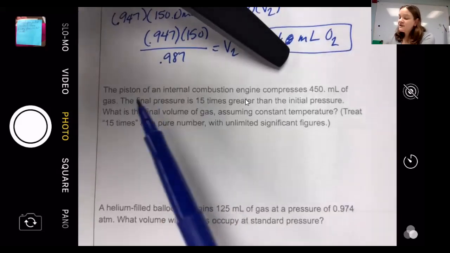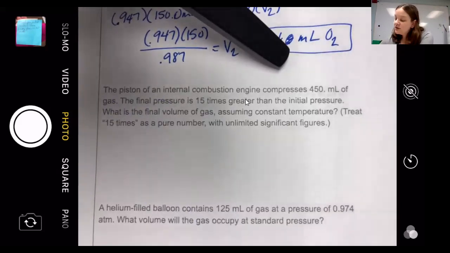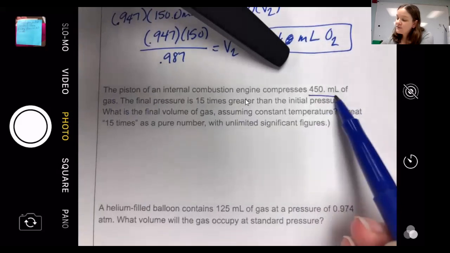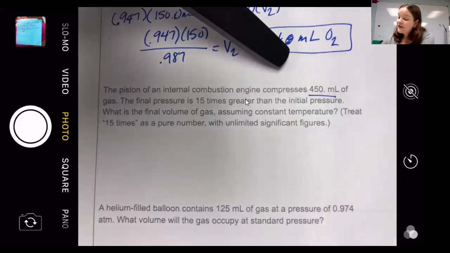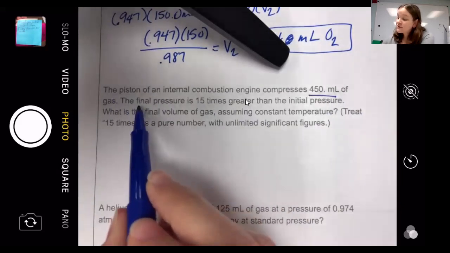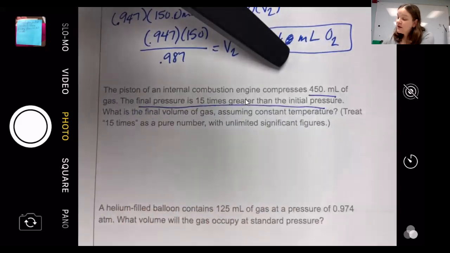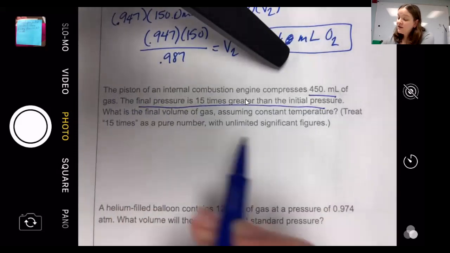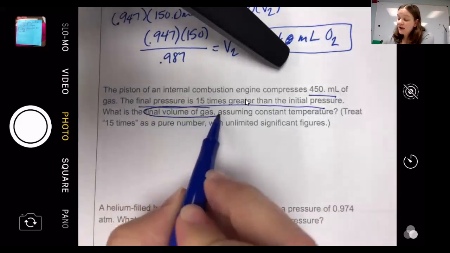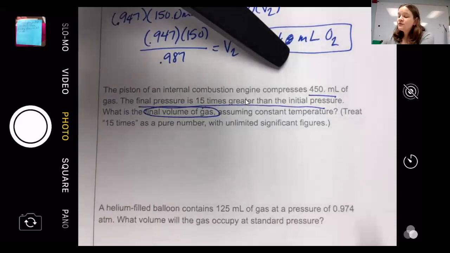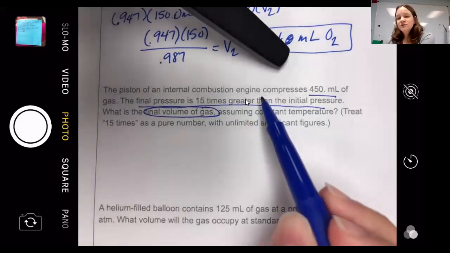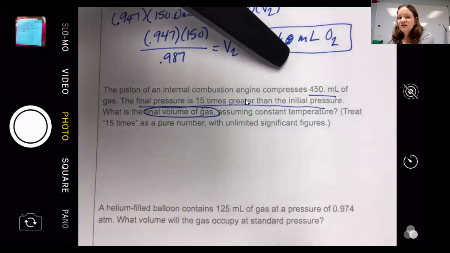So here we have the piston of an internal combustion engine compressing 450 milliliters of gas. The final pressure is 15 times greater than the initial pressure. We want to know the final volume of the gas, okay? So we're finding V2 again. For this one, this is a little bit tricky if you're like, oh, I don't know what to do here, right? Okay.